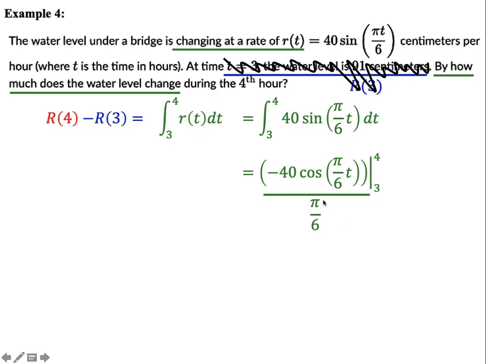So dividing by pi over 6 is the same as multiplying by 6 over pi. So if we multiply by 6, this becomes a negative 240. And then we have divide by pi, cosine pi over 6t from 3 to 4. Okay, so that means you have to stick a 4 here, which means you get 4 pi over 6, which is 2 pi over 3. And then we have to stick a 3 here, which gives us 3 pi over 6, which is pi over 2.